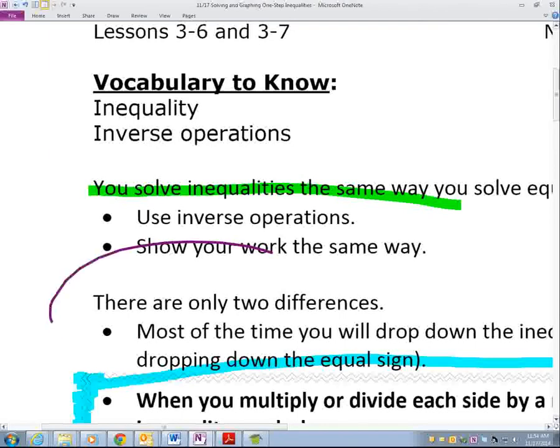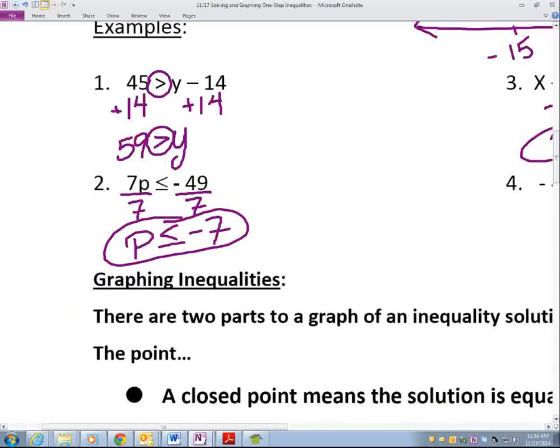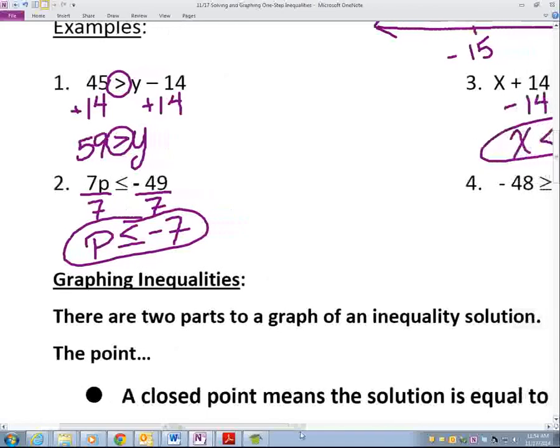Most of the time, you will drop down the whole thing, just same thing. That's going to go down with every single step. Okay? Like for number 1, you have 59 is greater than y. Can we do y is greater than 59? Yes, and I'm going to get to, well, no. It would be y is less than 59, and I'll show you why in a minute. Okay?